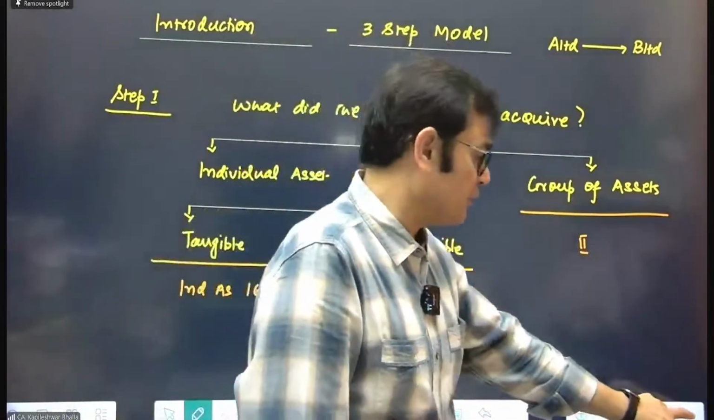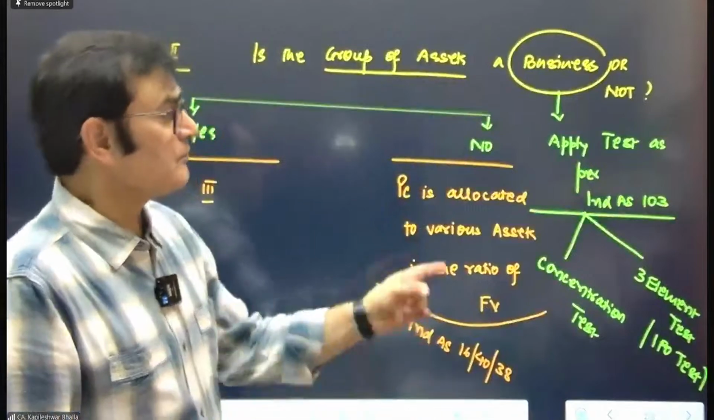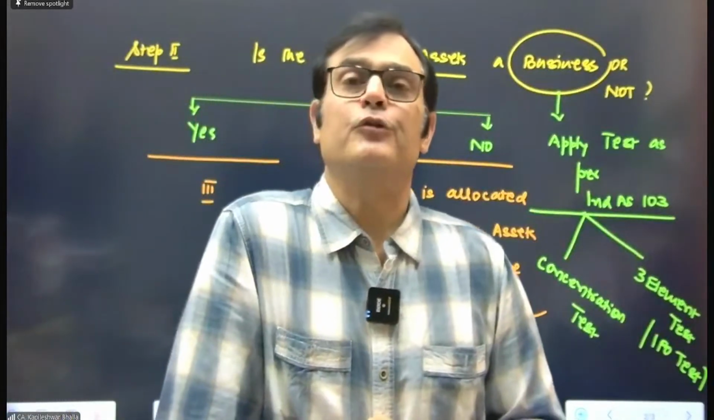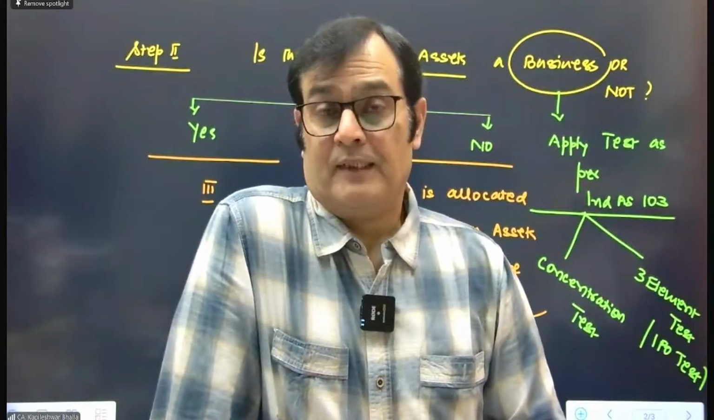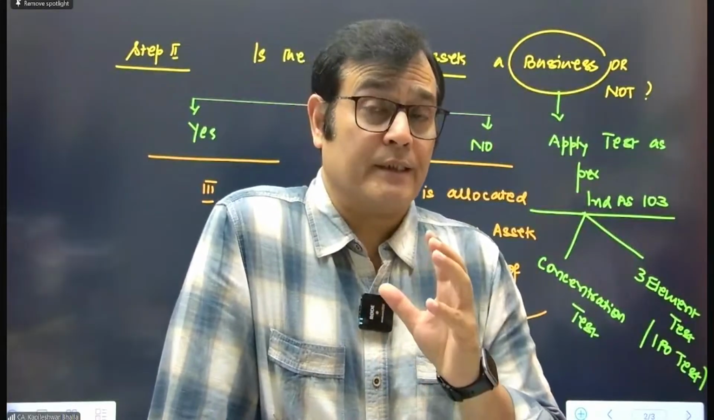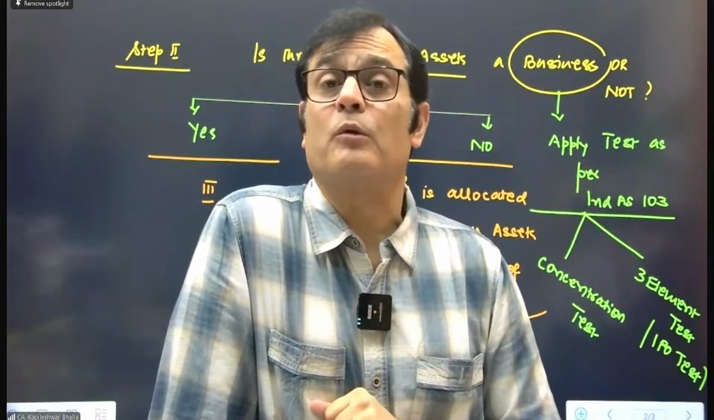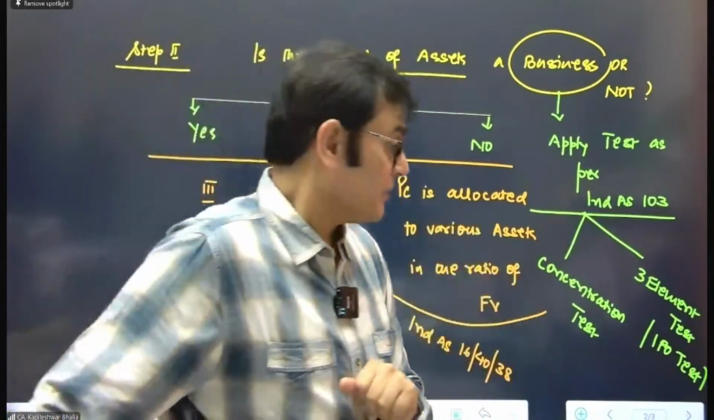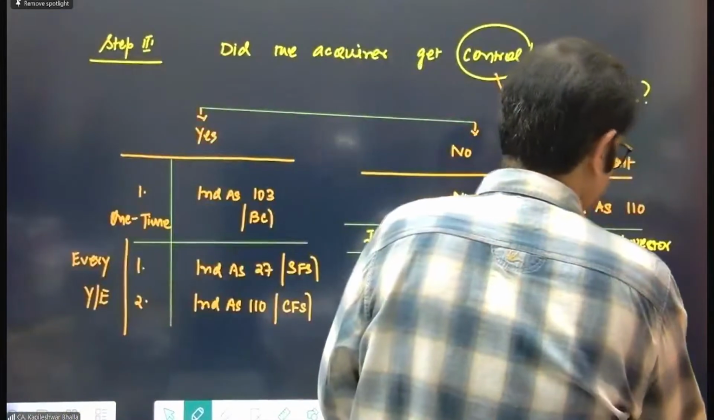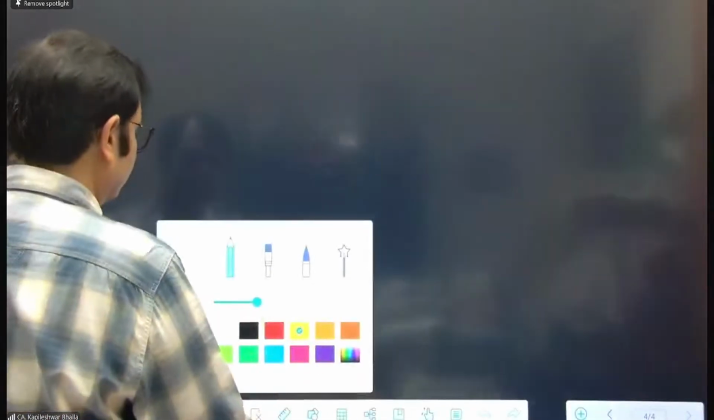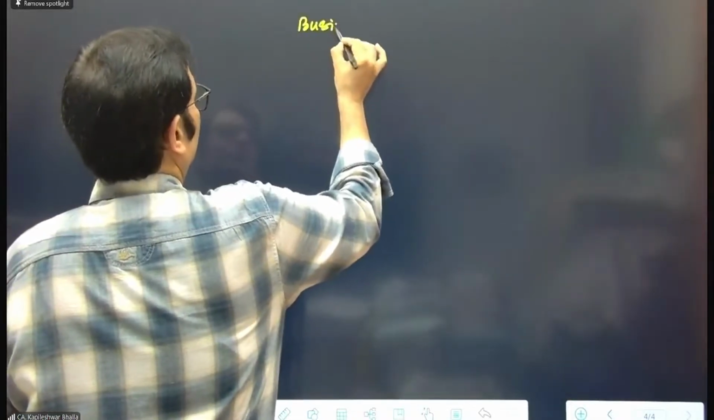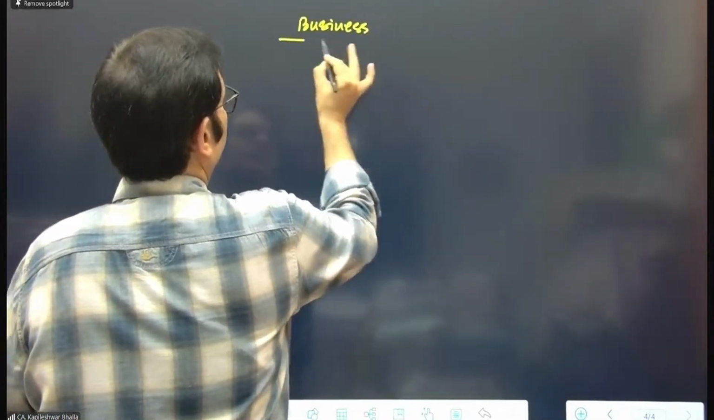Now my next quick agenda of revisions with you is understanding the concentration test and understanding the three-element test. And then once we've understood this, then effectively we'll come to the concept of what is called acquisition accounting under Ind AS 103. So let's, I think, first take a little recap in terms of the test to identify whether it is a business or not. So we are looking at whether the group of asset is supposed to be a business or not.